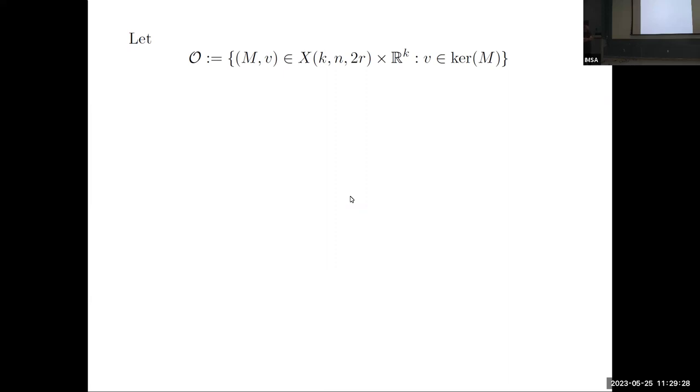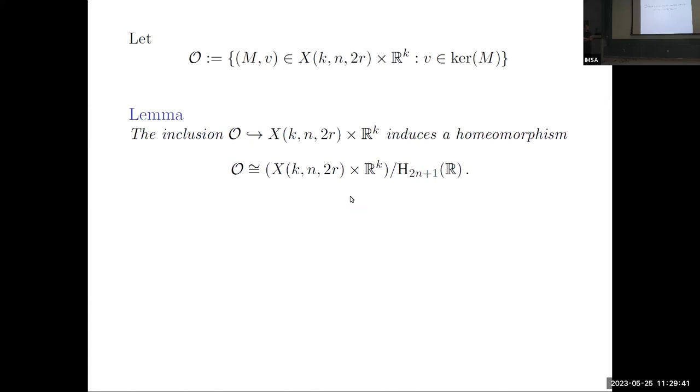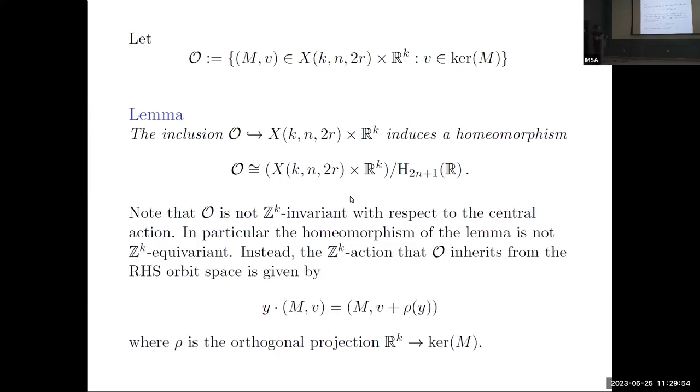But notice that this kernel now varies the rank, right? The dimension of this subspace. And that's what messes things up. So you can see the inclusion from O into this component. This is a homeomorphism after taking the conjugation orbits. But the problem here is that now this is not equivariant with respect to the ZK action. And now the action looks this way. So if I add an integer y, then I have to project into this kernel. And well, you have not much control of that.